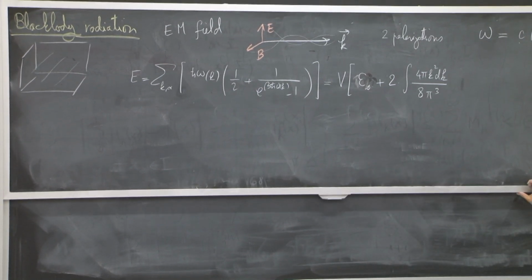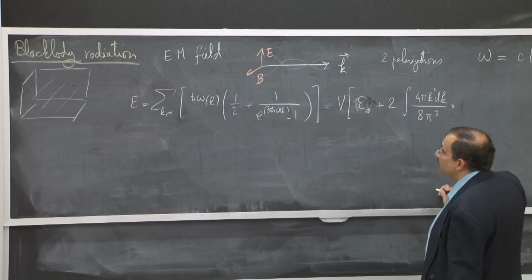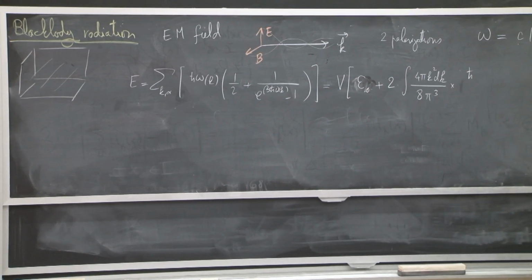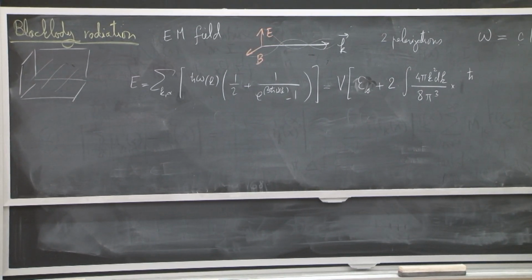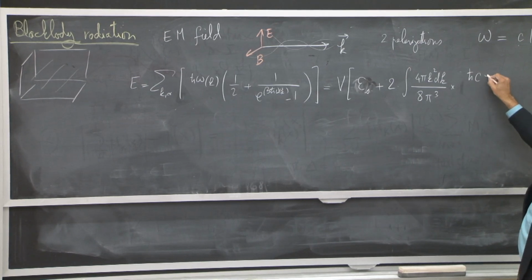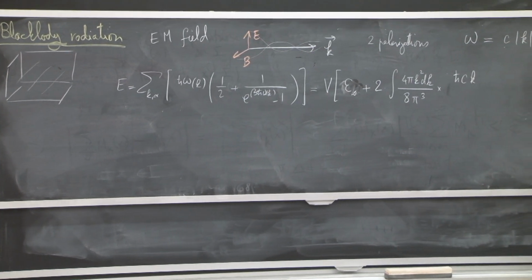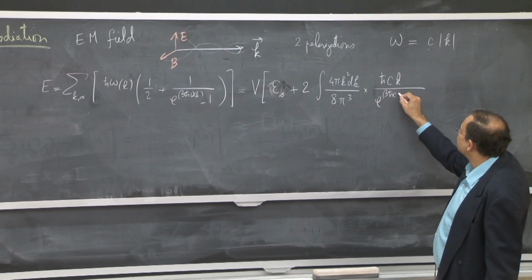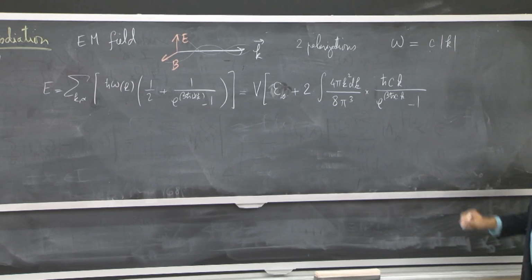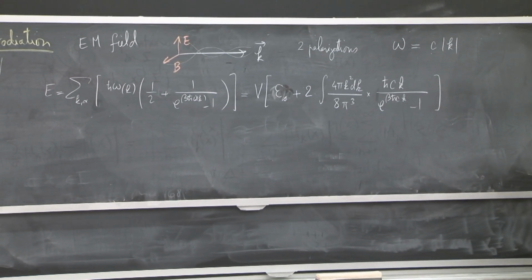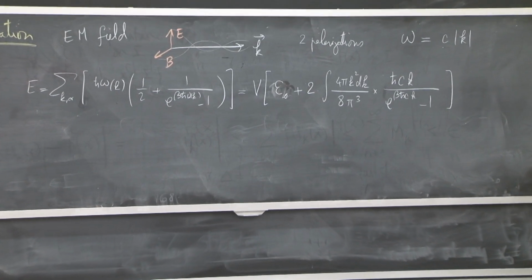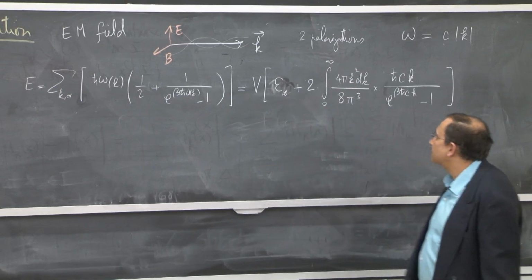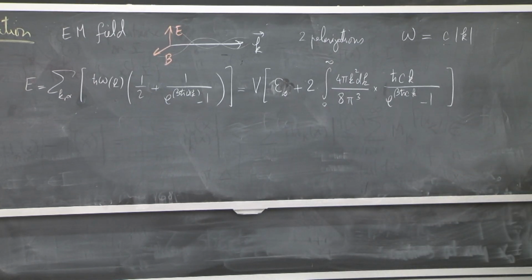I have, again, a factor of h bar omega. Now I realize that my omega is ck, so I simply write it as h bar ck. And then I have e to the beta h bar ck minus 1. Okay. So we will again allow this to go from 0 to infinity.